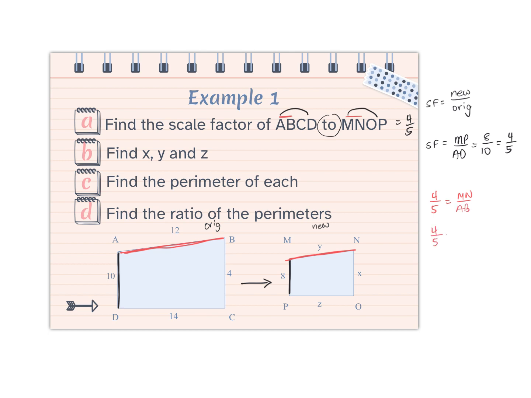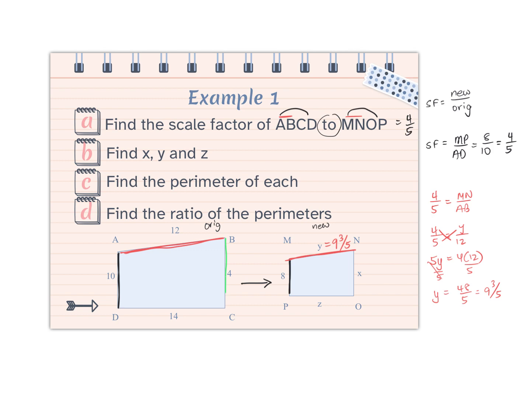So let's say MN is Y and AB is 12. And now, because I know they're proportionally equal, I can use proportional math, which means I can use my cross products. I can do 5y equals 4 times 12, and then I can divide both sides by 5, and that's going to give me that y equals 48 over 5, or 9 3/5. So I know that y equals 9 3/5. Then I continue and I do the next one.